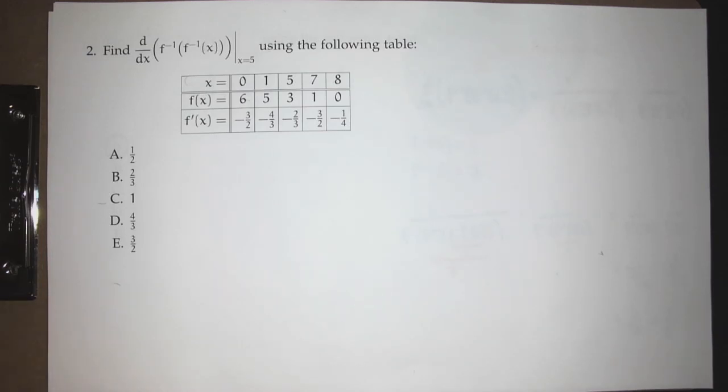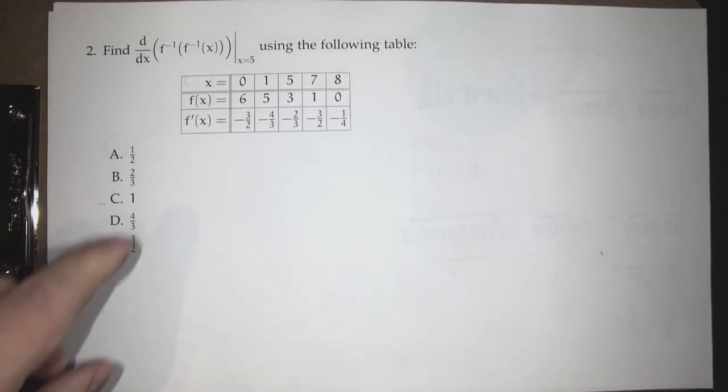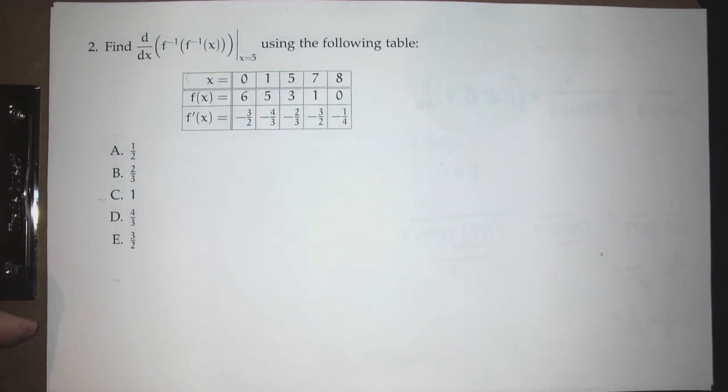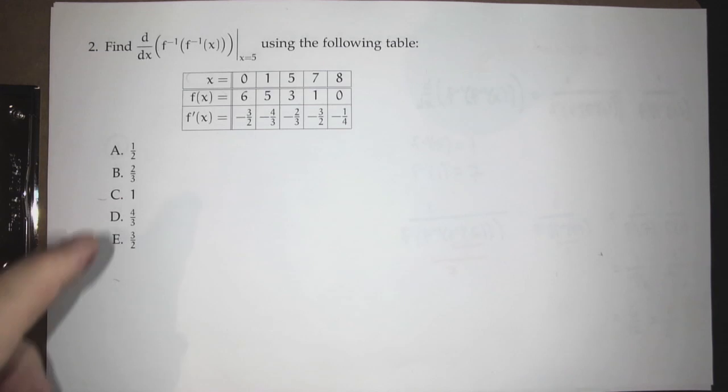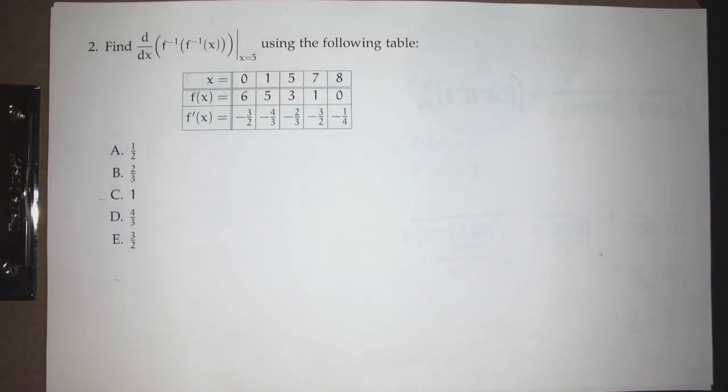All right, number 2. Find the derivative of f inverse of x, and this notation means at x equals 5. And we don't have f. In fact, we don't know very much. We just have a table. Now, when we see a table, they're really testing us not on the procedures, they're testing us on the formulas. Do we know the formulas? Now, is f inverse of x just x?